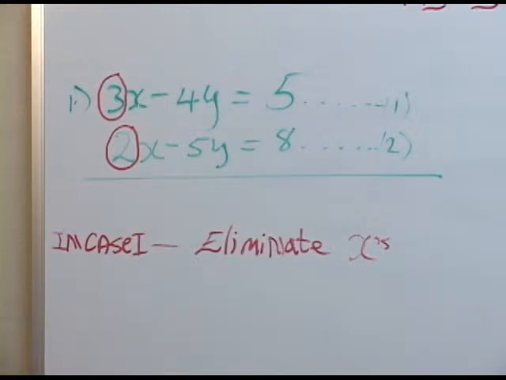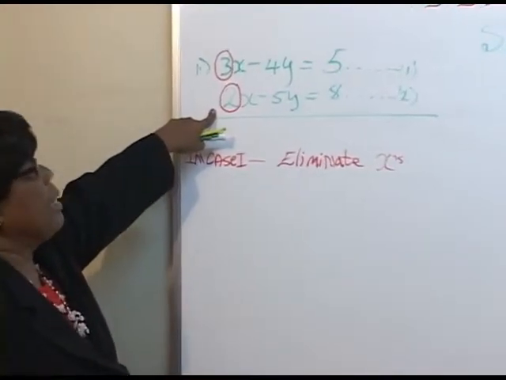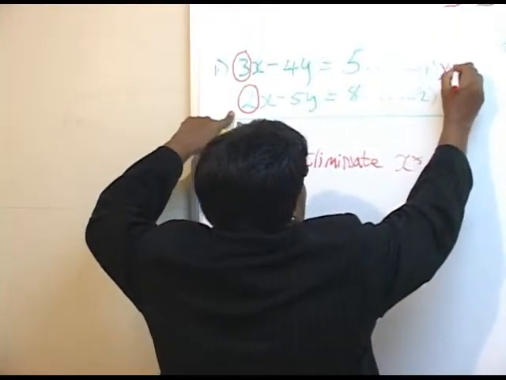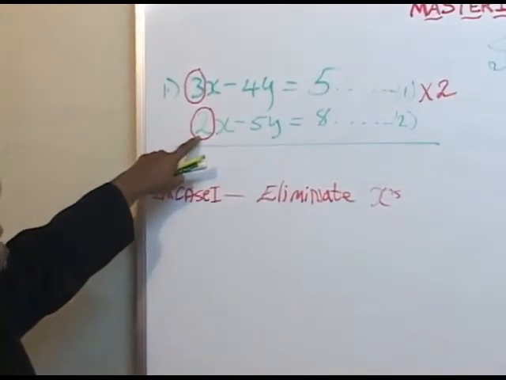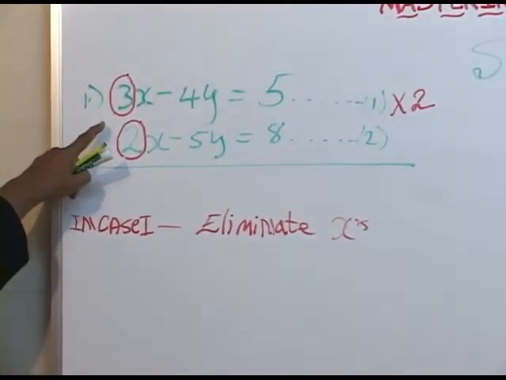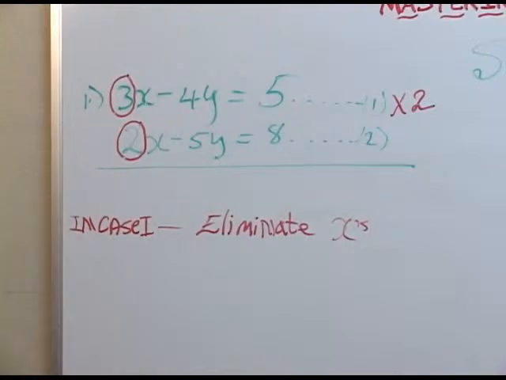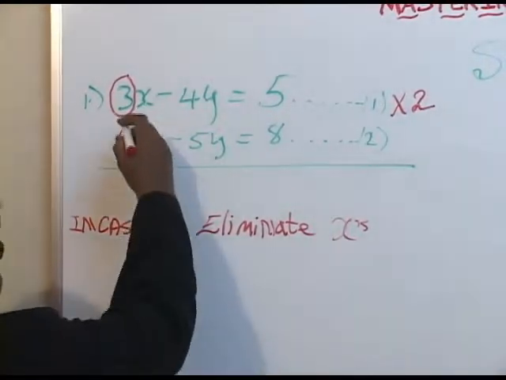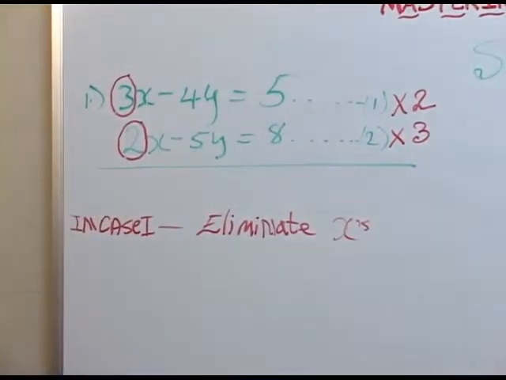Listen carefully. The coefficient that is in the x term in the second equation is multiplied with all the terms in the first equation. So this coefficient was 2, so the first equation will be multiplied by 2. The coefficient for the x term in equation 1 will be multiplied by equation 2, so that in this case, the second equation will be multiplied by 3. Let us go through that again.